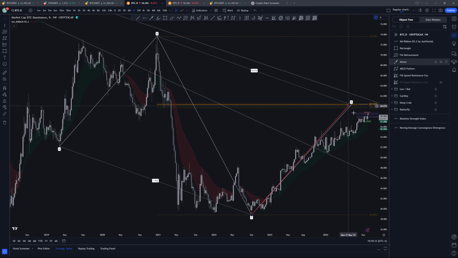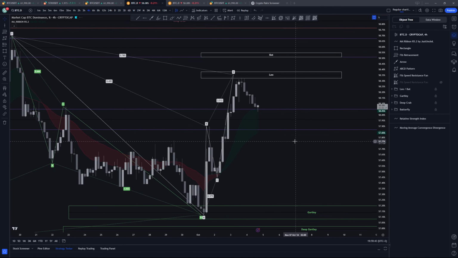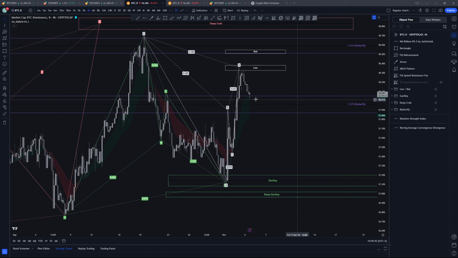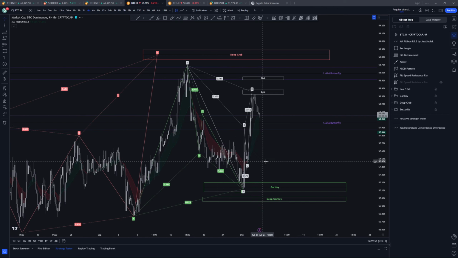So I got a weekly and will post that one as well. That out of the way, in general, I think we are currently ranging. I think we go up a little. I think we go down the moment we touch that 141 butterfly, or alternatively the deep trap if we go a lot higher. But for a low time frame, that's about it.